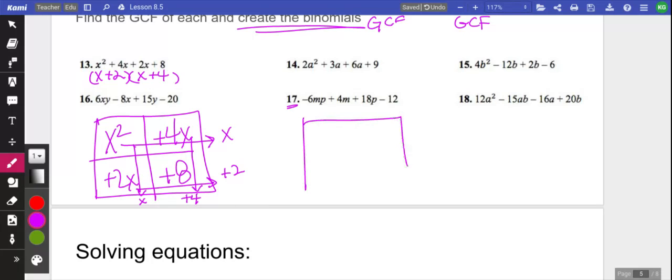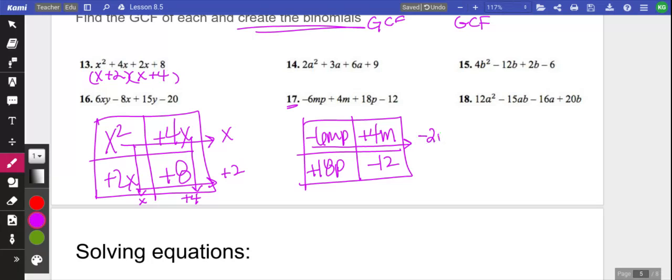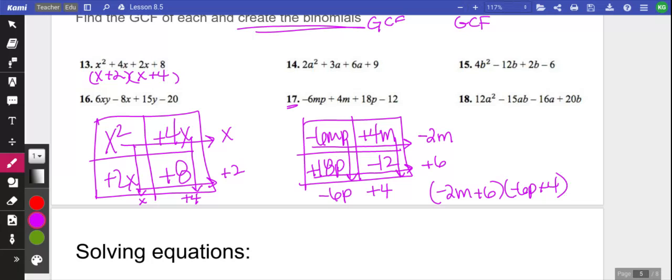On number 17 here, I have negative 6mp plus 4m plus 18p minus 12. I'm leading with this negative 6, so when I go this way, I'm going to have negative 2m in common. When I go this way, I'm going to have plus 6. Leading here is my negative 6 again, so I have negative 6p, and this way is plus 4. So my 2 binomials were 2m plus 6 and negative 6p plus 4.